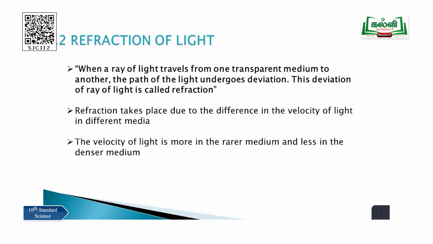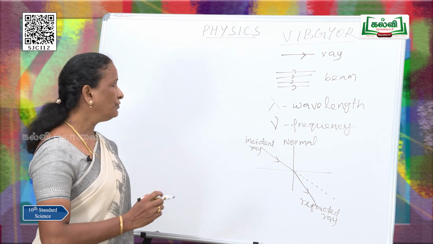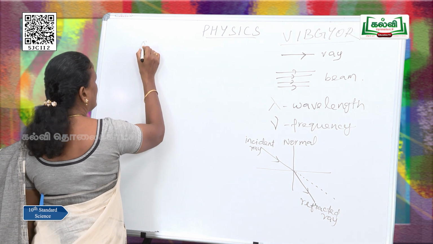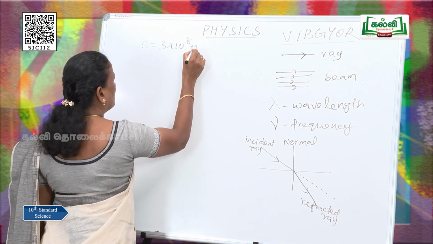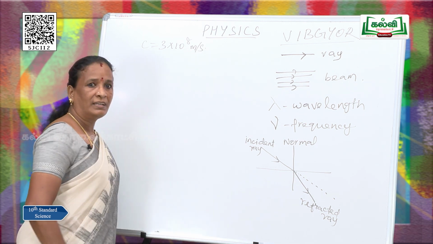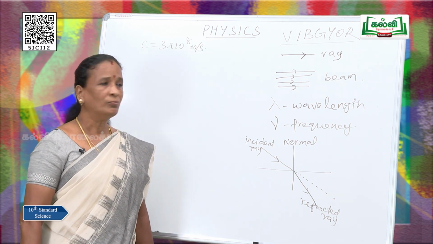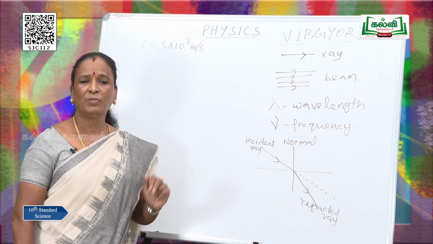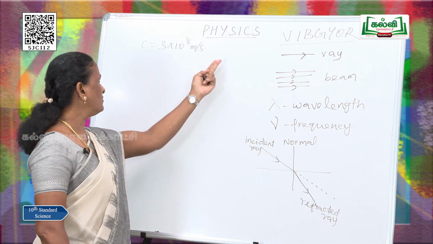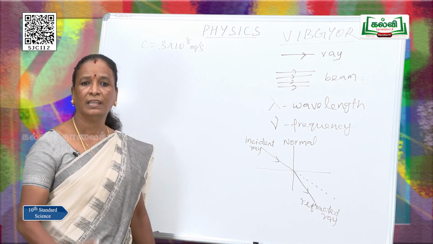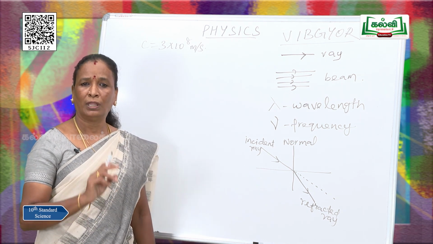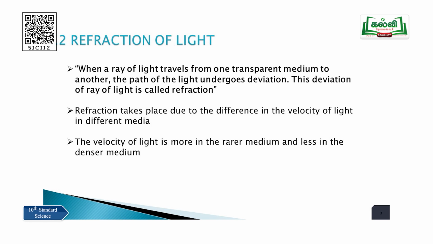Already we have learnt the velocity of light. Velocity of light c is equal to 3 into 10 power 8 meter per second. That is, light can even travel through vacuum; it does not need any material medium. So the velocity of light in vacuum or air is 3 into 10 power 8 meter per second. Here the velocity of light is more in a rarer medium and less in a denser medium.